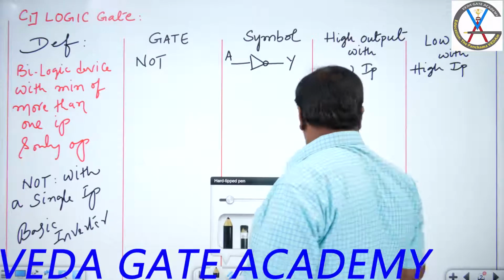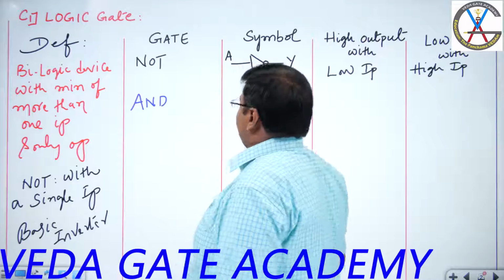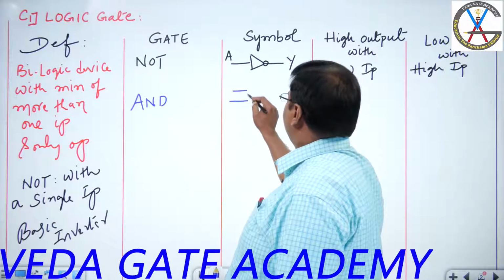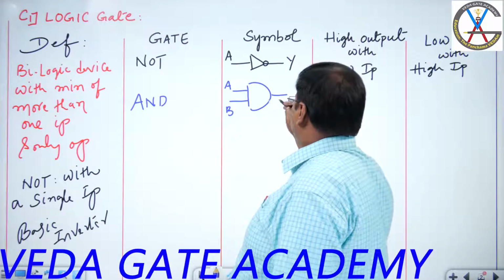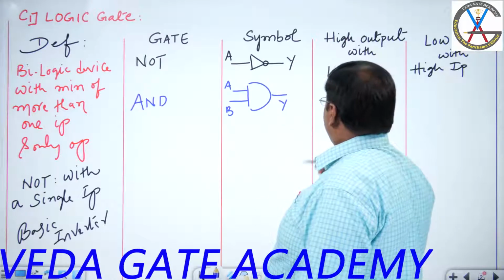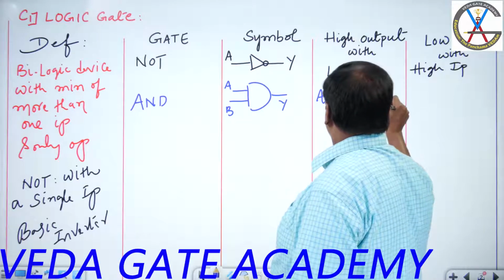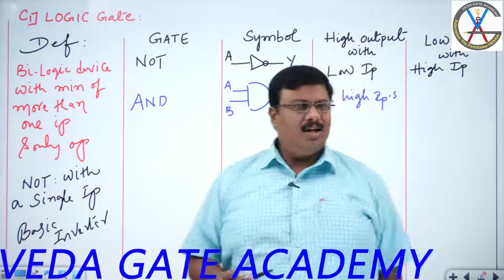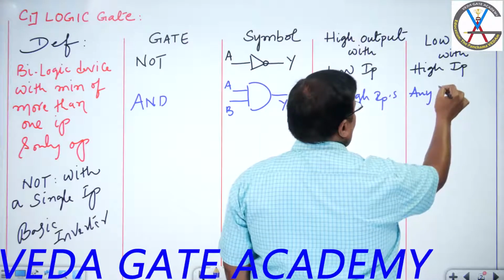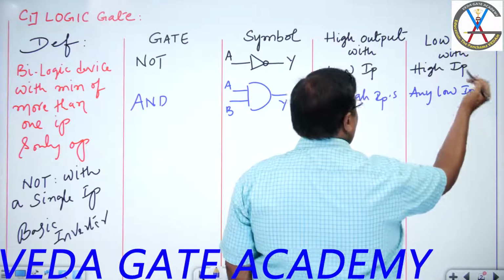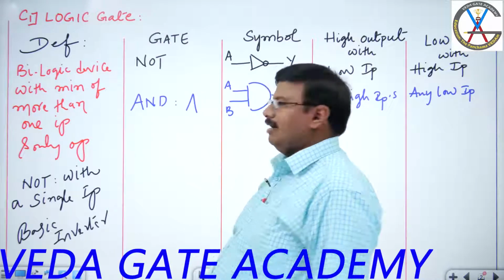And in the sequence, you start with AND. The symbol of AND is exactly a half circle. A, B and Y. AND: high output with all high inputs, and low output with any low input. And the logic symbol of AND is this.